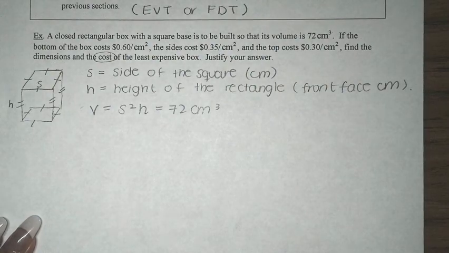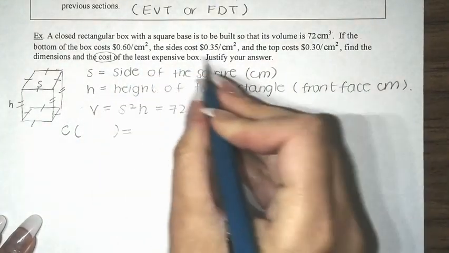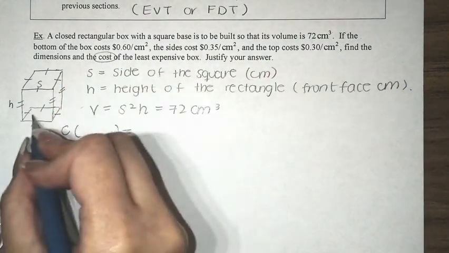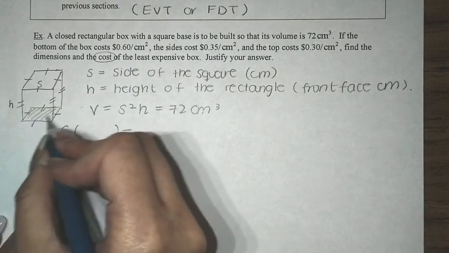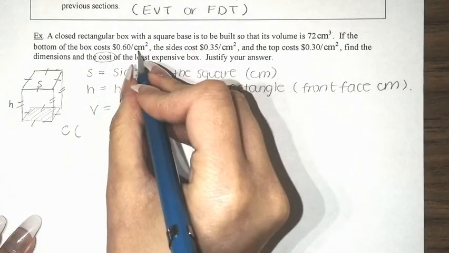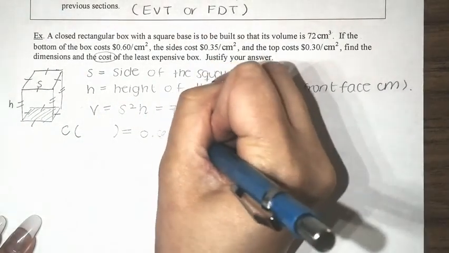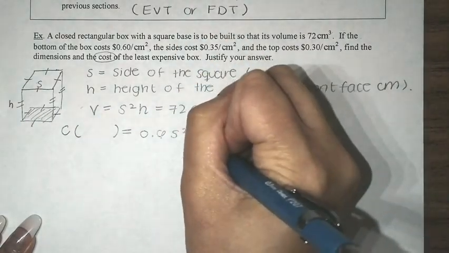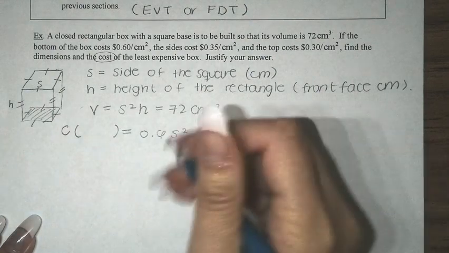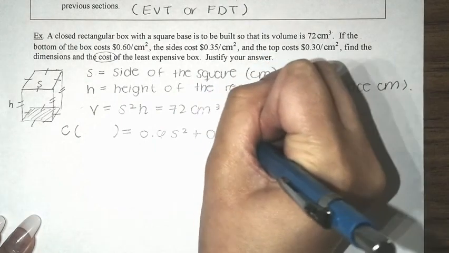Now, how can I create the cost equation? You know that the cost of each face is going to be different, well, of three of the faces. So we have that the bottom face is going to cost 60 cents per square centimeter. This means that the area of this one is s squared. Then you have plus the faces around it, and those faces are actually congruent, and it's 0.35, but you have 4 faces.